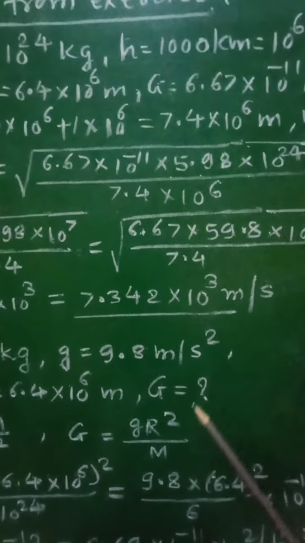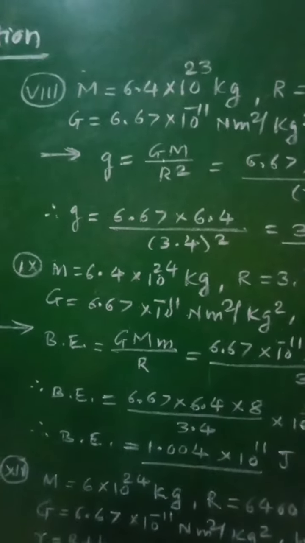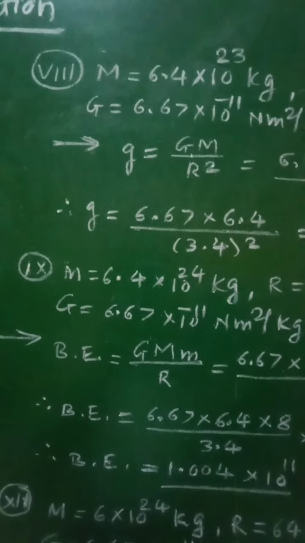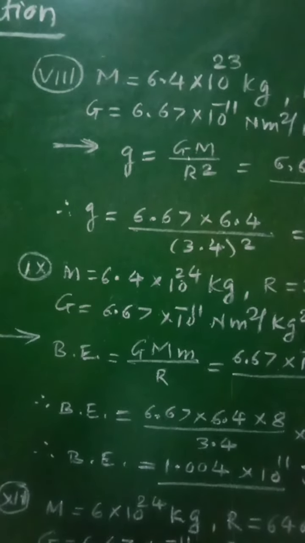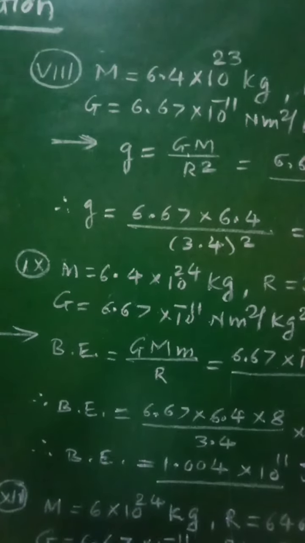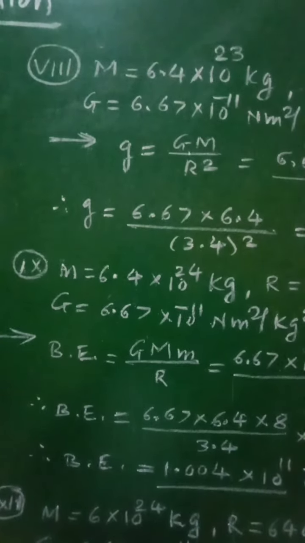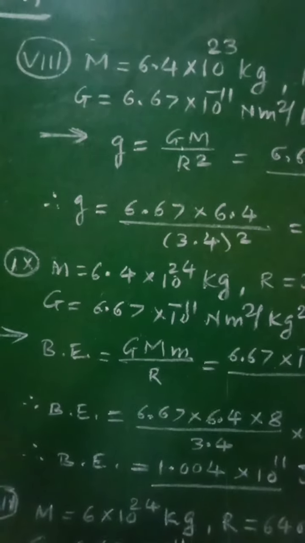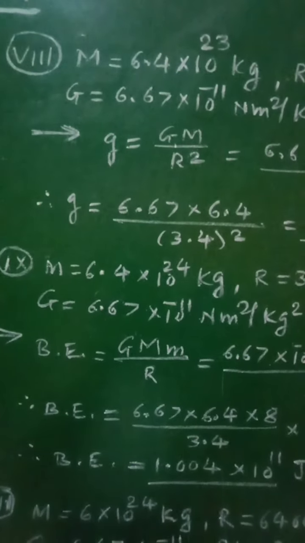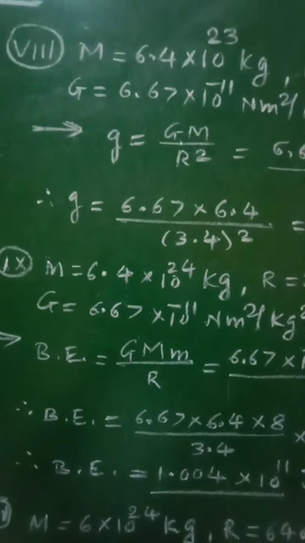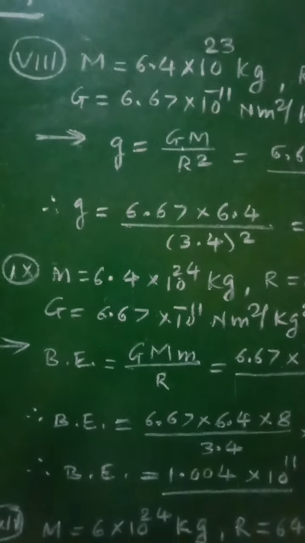Now let us see numerical number 8, which is given as: calculate the value of acceleration due to gravity on the surface of Mars if the radius of Mars is equal to 3.4 into 10 raised to 3 kilometer and its mass is 6.4 into 10 raised to 23 kilogram.